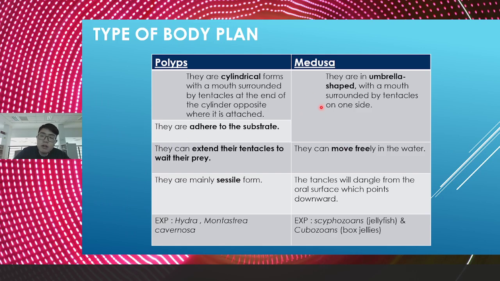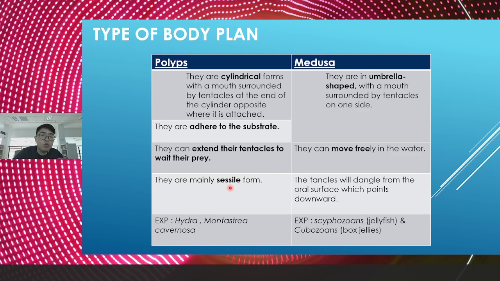Okay. And another one, medusa, is umbrella shaped. One is cylinder shaped, and the other is umbrella shaped. Umbrella shape is like a jellyfish shape. And then they are attached to the substrate. And for polyps, they can extend their tentacles to catch their prey. This is the biggest difference. Polyps are mainly sessile forms. They do not move. They only stay in one place. Normally they will not move.